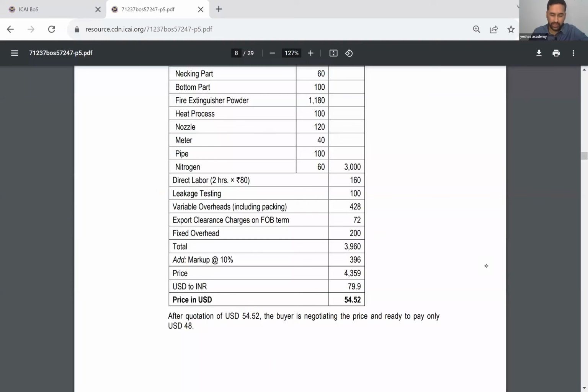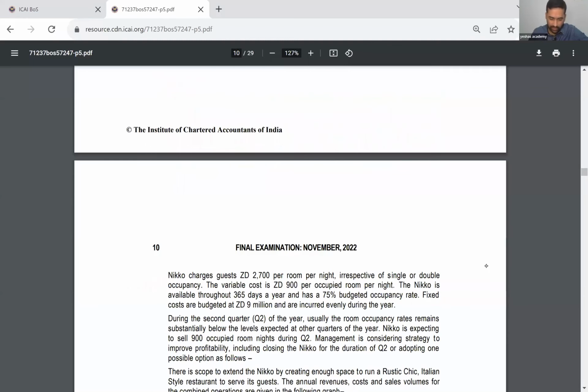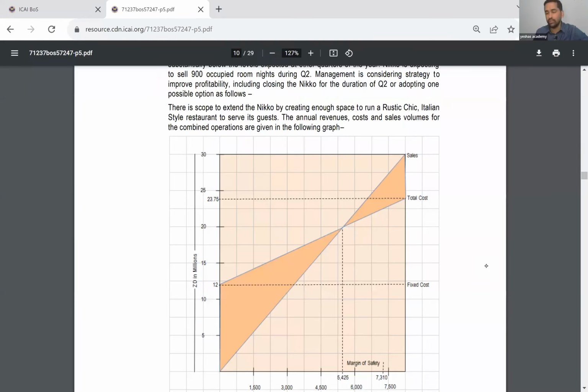CVP analysis is a very easy question. Those who have attended my regular class, we have already done this sum. Yes, you can go through this. Balanced scorecard, we already covered it. Pricing decision is a very simple question. End of the RTP. So coming back.